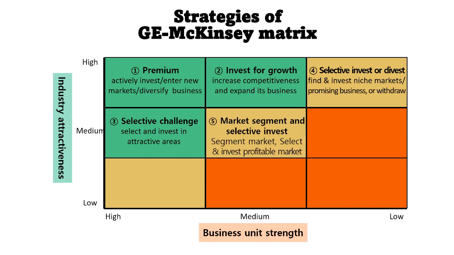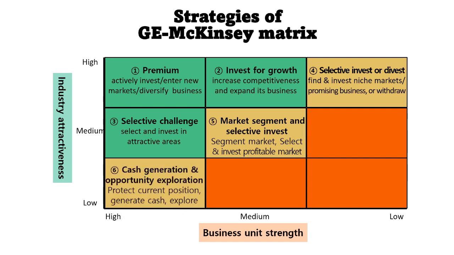Zone 5 is called the market segment and selective invest area. It is an area where both industry attractiveness and business unit strength are at a medium level. A strategy is needed to segment the market and select profitable markets to invest in. Zone 6 is called the cash generation and opportunity exploration area. It is an area where business unit strength is high but industry attractiveness is low. Since future growth potential is low, a strategy is needed to protect the current market position, generate cash flow, and explore other opportunities to invest.